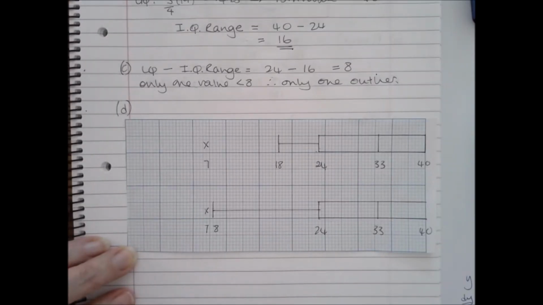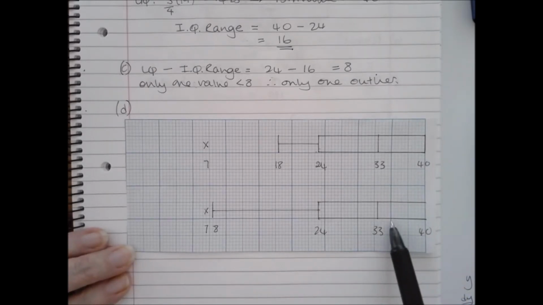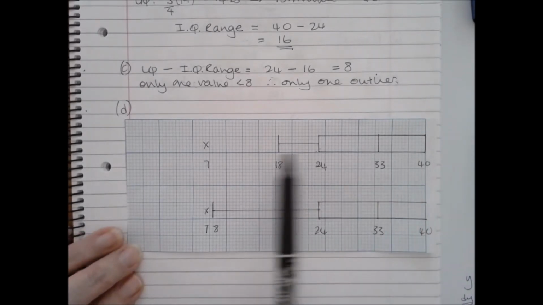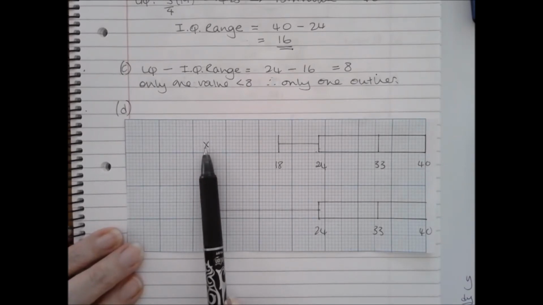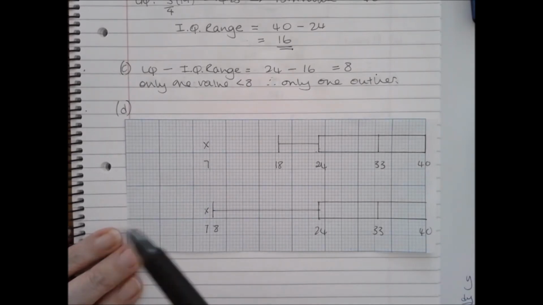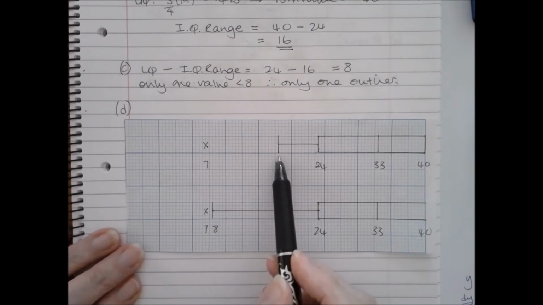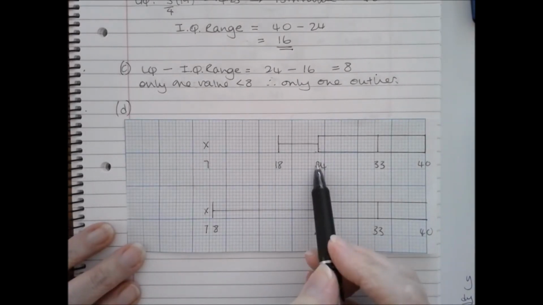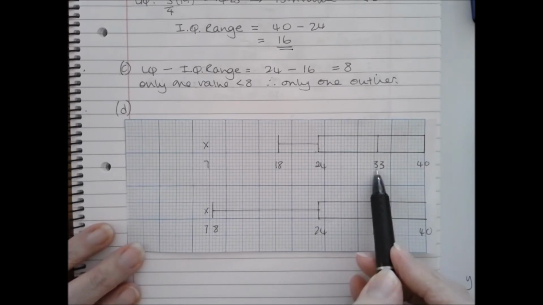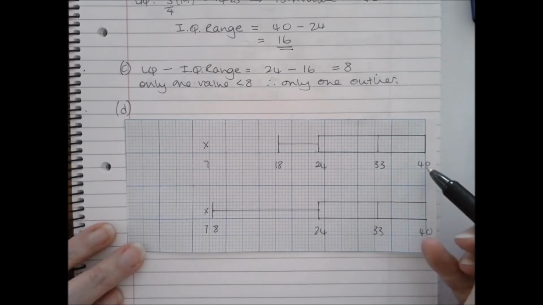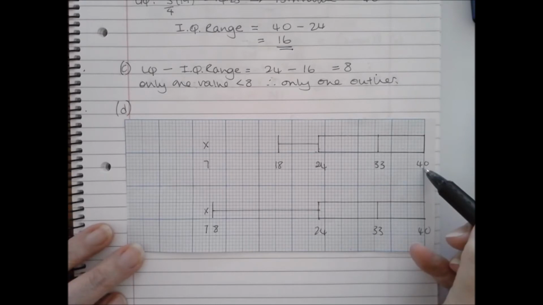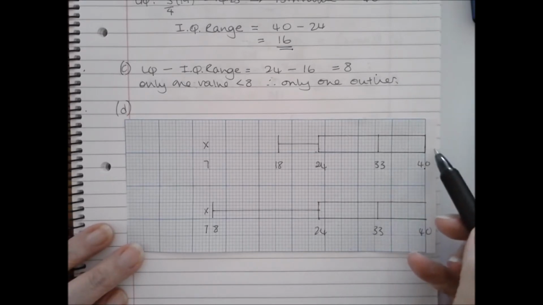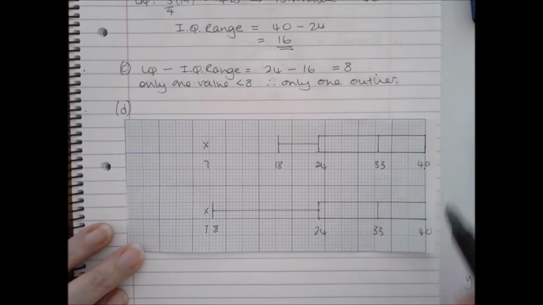Part E then wants a box plot. You can do this in two ways. I've drawn both of them here, they're both correct. So for the first one, I've put my outlier at 7, and then my next highest value is 18. So I've ended my whisker at 18, put my lower quartile at 24, my median at 33, and then my upper quartile and the top of my range are both the same at 40, so there's no whisker on the other side of this box.